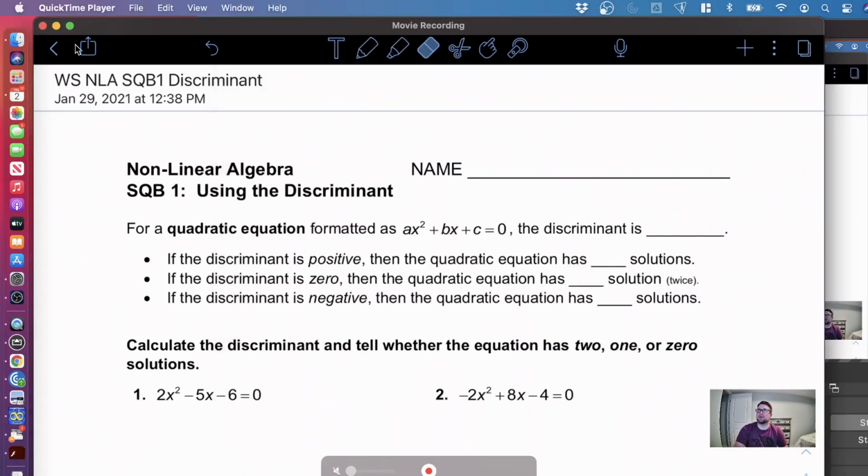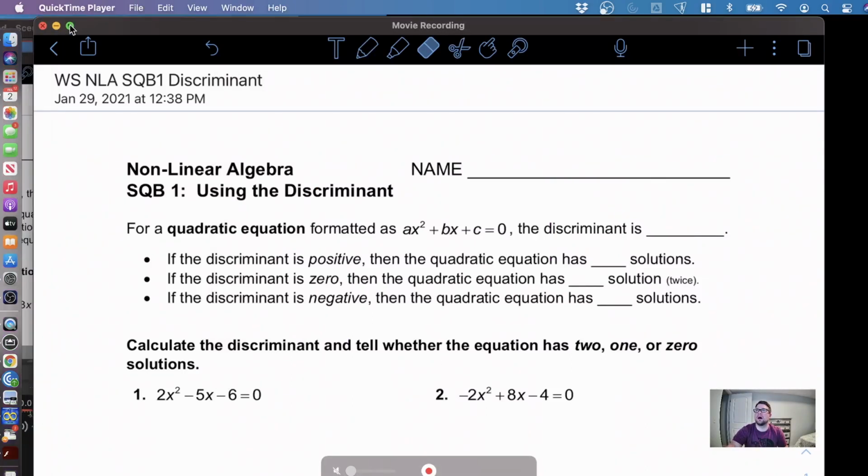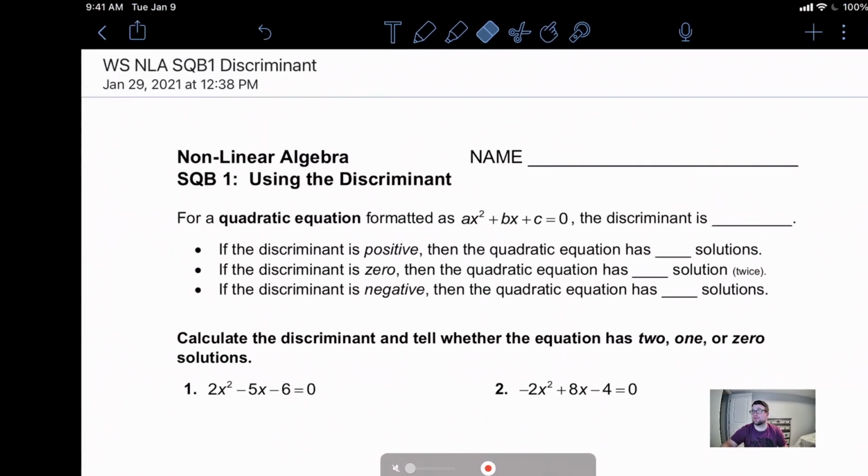Today we are going to be talking about SQB1, which is the first lesson of a new unit for us. And today SQB1 is all about using something we call the discriminant. Now, before we're going to be able to use the discriminant, we're going to have to know what the discriminant is. So it says for a quadratic equation.